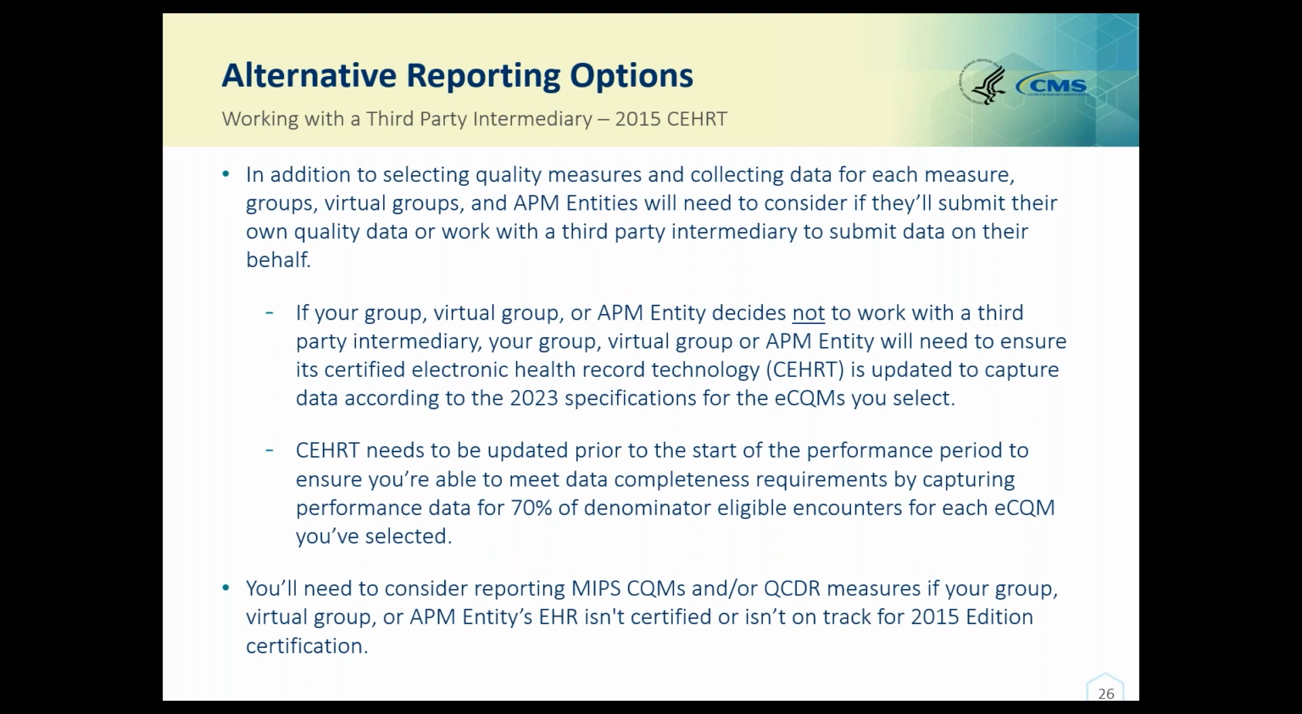If your group or virtual group decides not to work with a third-party intermediary, your group or virtual group will need to ensure its Certified Electronic Health Record Technology, or CEHRT, is updated to capture data according to the 2023 specifications for the ECQMs you select. Your CEHRT needs to be updated prior to the start of the performance period to ensure you're able to meet the data completeness requirements by capturing performance data for 70% of denominator eligible encounters for each ECQM you've selected. You'll need to consider reporting MIPS CQMs or QCDR measures if your group or virtual group's EHR isn't certified or isn't on track for the 2015 edition certification. Next slide, please.